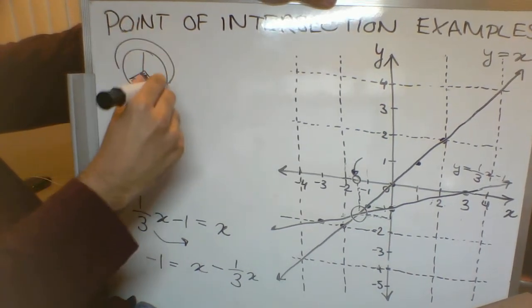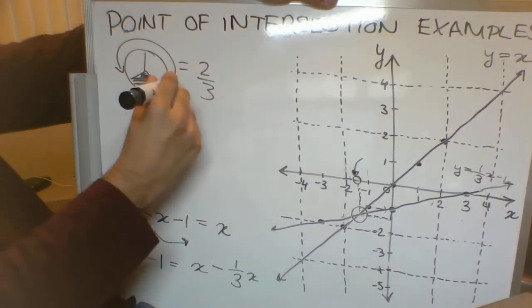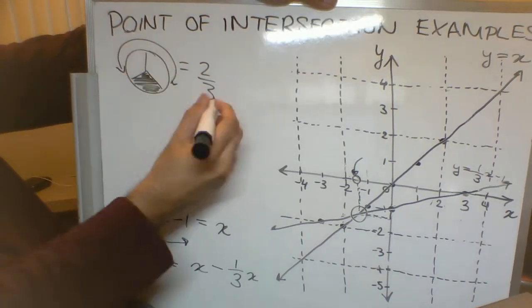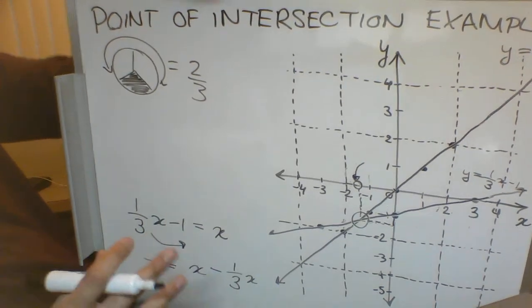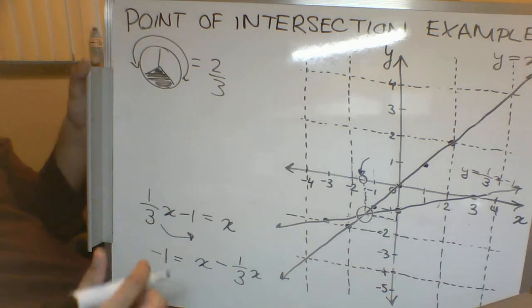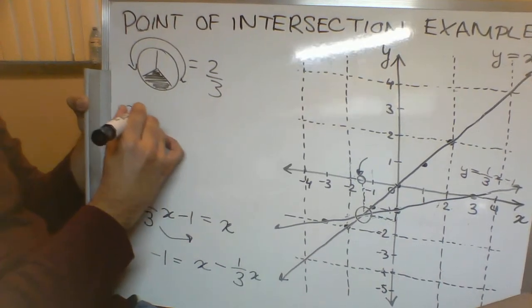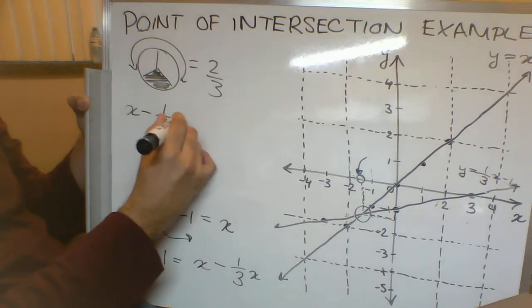This part out here is equal to 2/3 of the pie, right? From over here to over here is going to be 2/3 of the pie. So you can draw a little picture if it'll help you out. The third way, the mathematical way to do it, would be, so you've got x minus 1/3 of x.